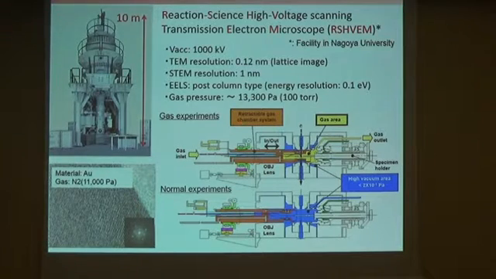And the acceleration voltage of this electron microscope is 1 megavolt, which is very high, much higher than the conventional TEM. The reason that we use such high voltage is that if we introduce gas, electron beam would normally be scattered by the gas molecules. So that's why we use such a high voltage.